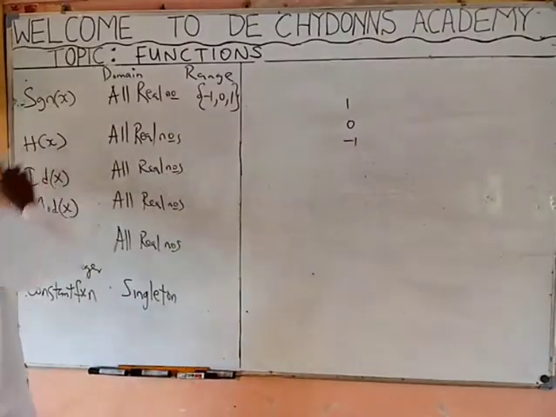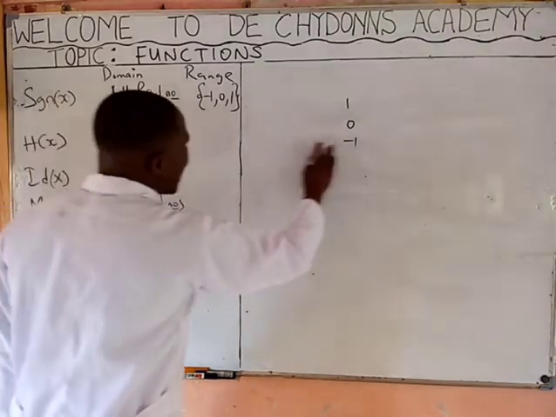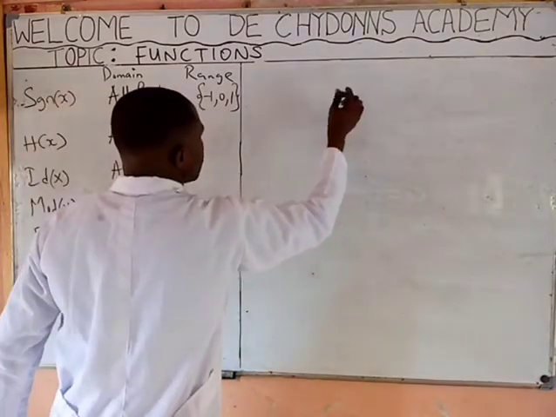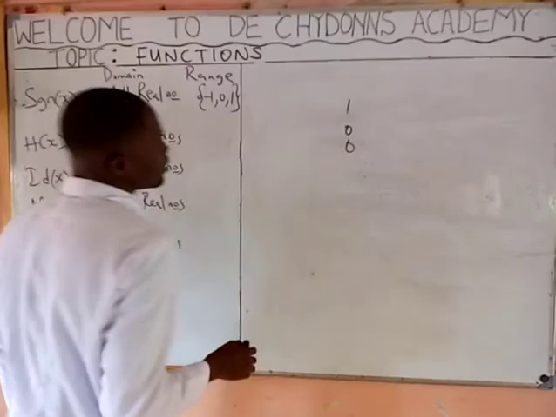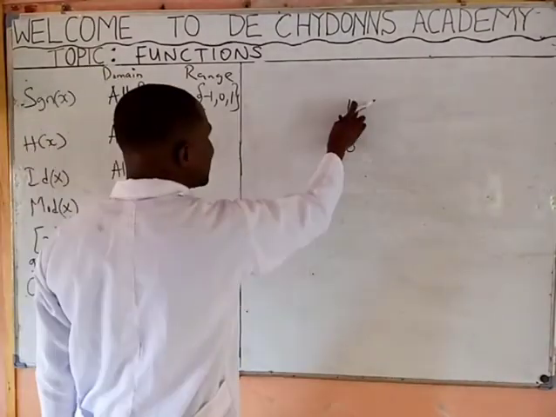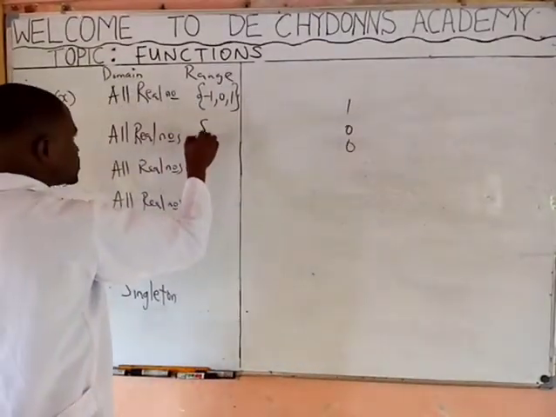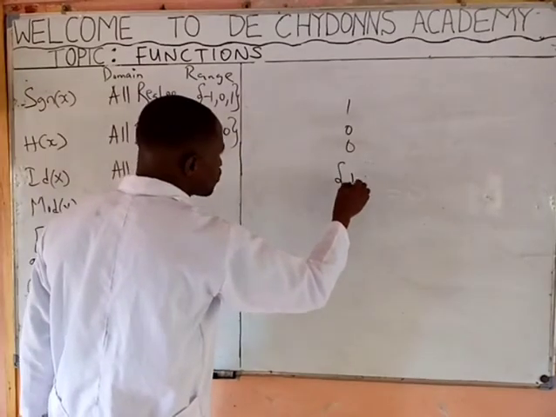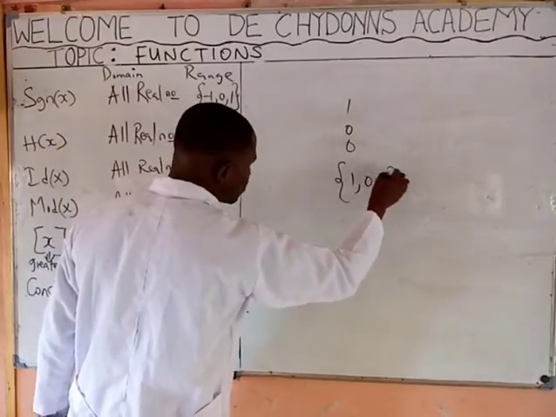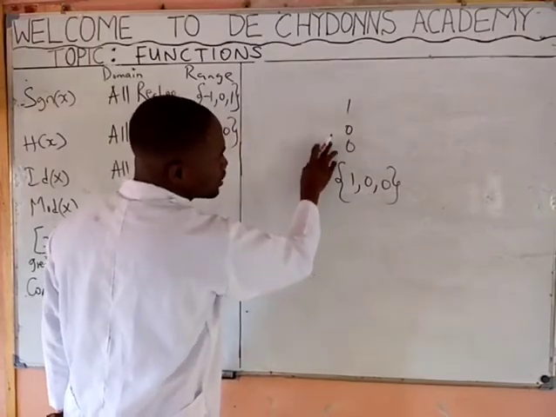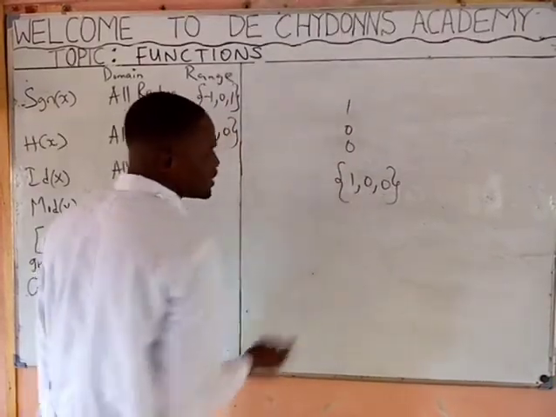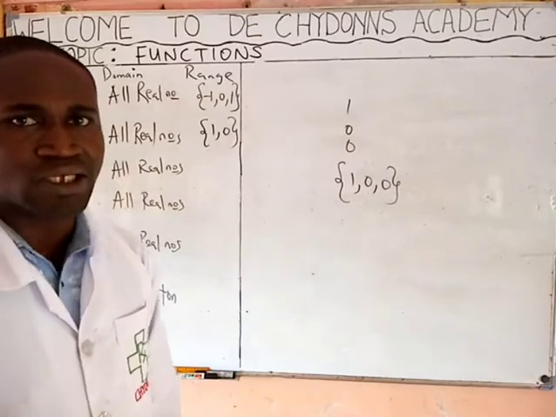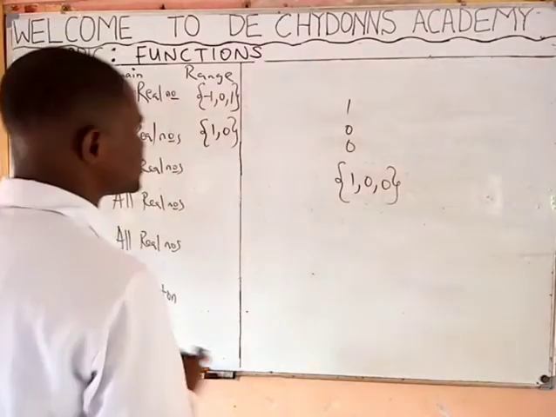Range of the Heaviside function: because the outcome says 1, 0, 0, it simply means that 1 and 0 is the range. In a set, I cannot write 1, 0, 0, because there is no repetition in a set. There shouldn't be repetition in a set.